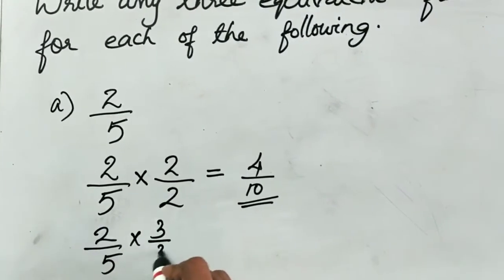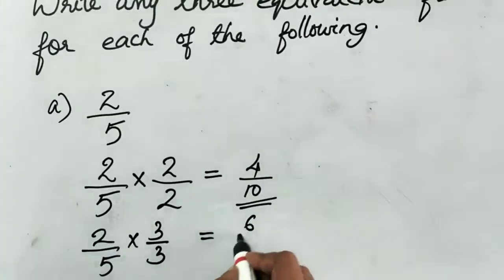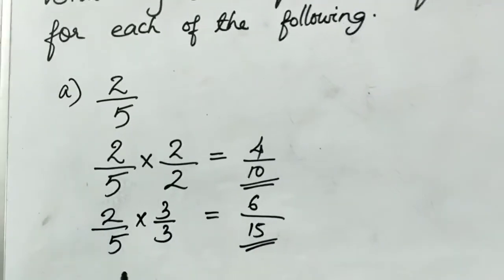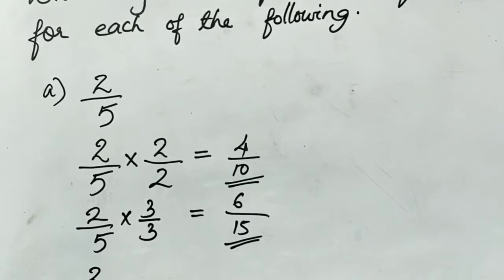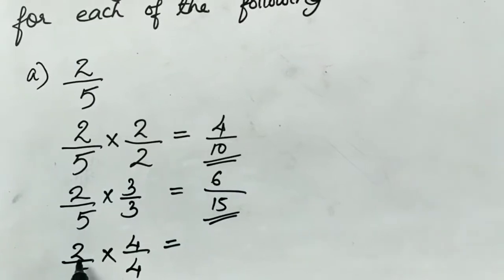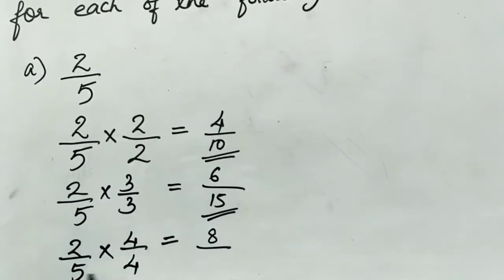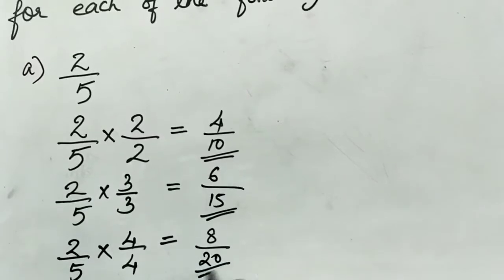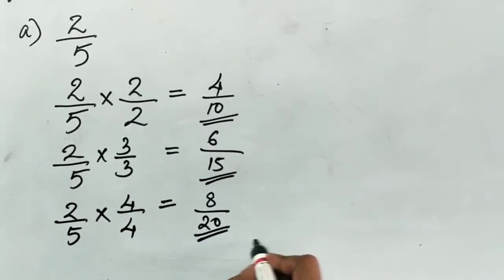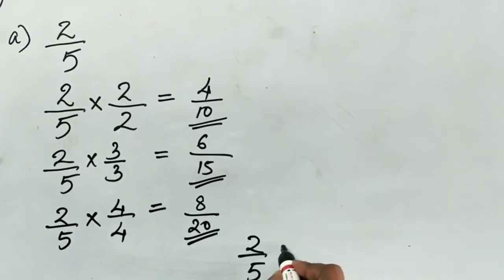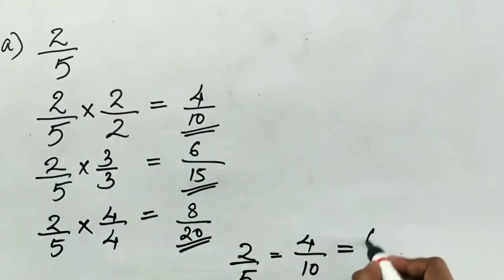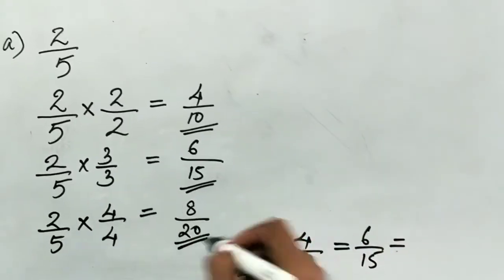Again, 2 by 5 into 3 by 3. 2 into 3, 6. 5 into 3, 15. 6 by 15. Again, 2 by 5 into 4 by 4. 2 into 4, 8. 5 into 4, 20. So we got 3 equivalent fractions: 4 by 10, 6 by 15 and 8 by 20. 2 by 5 is equal to 4 by 10 is equal to 6 by 15 is equal to 8 by 20.